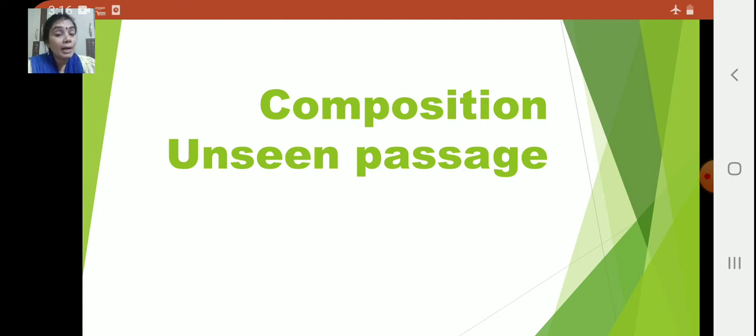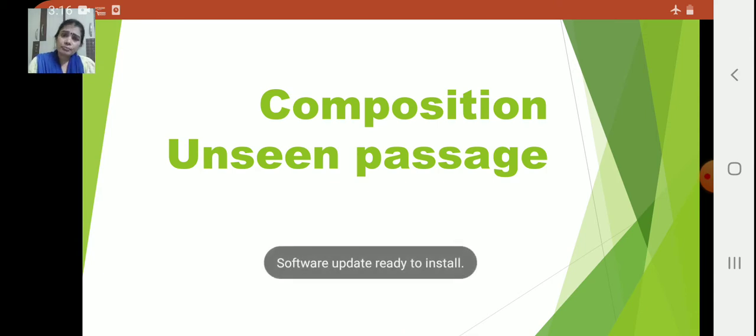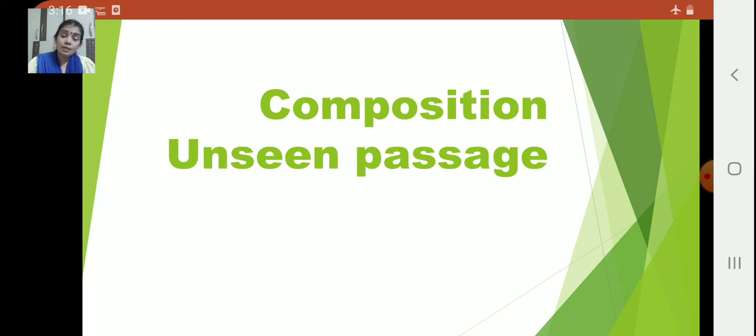But we will learn unseen passage, the passage which you have not seen. It is a very new passage. Seen passage means it will already be given in your textbook that you will be learning, and that will be asked in the exam. But today's topic is unseen passage, a passage which you have not seen earlier. So that passage will be given and questions will be asked from it.